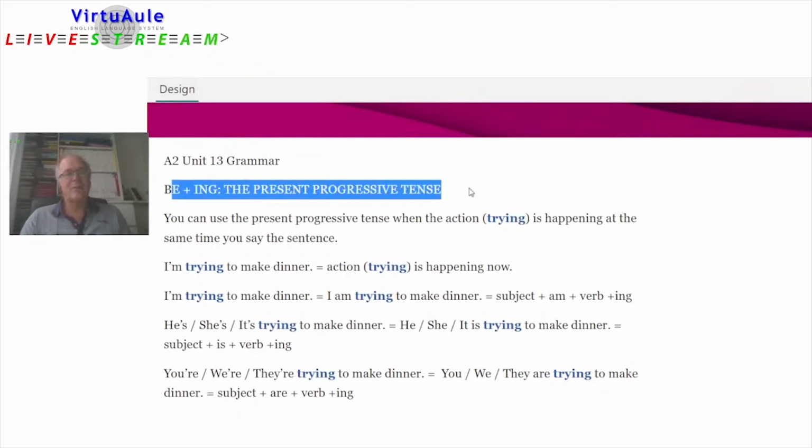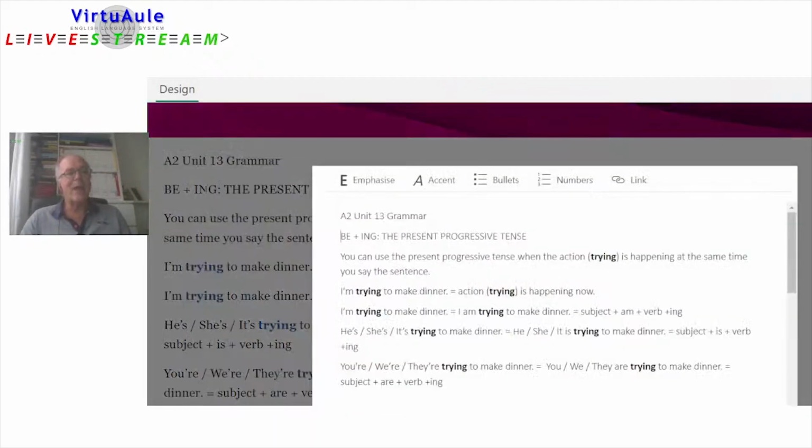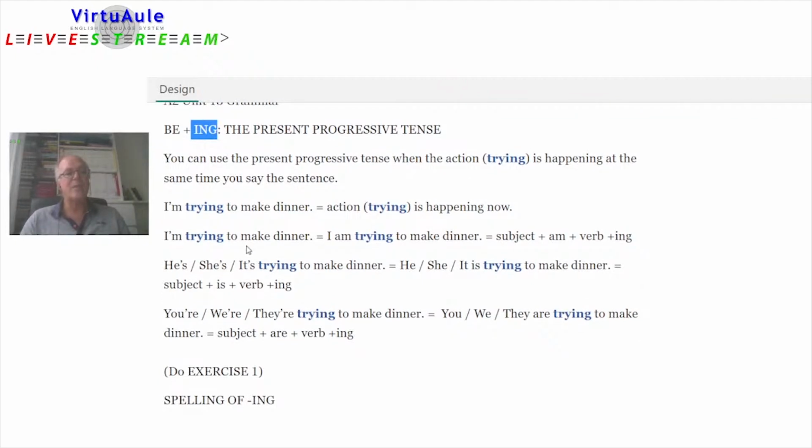The present progressive tense: we have the auxiliary be and we add the ing to the verb. You can use the present progressive tense when the action, trying, is happening at the same time you say the sentence. So, I'm trying to make dinner. The action trying is happening right now. I'm trying to make dinner is the same as I am trying to make dinner.